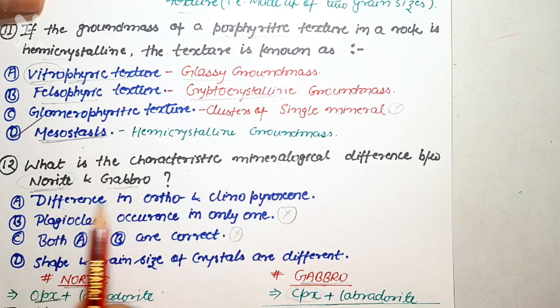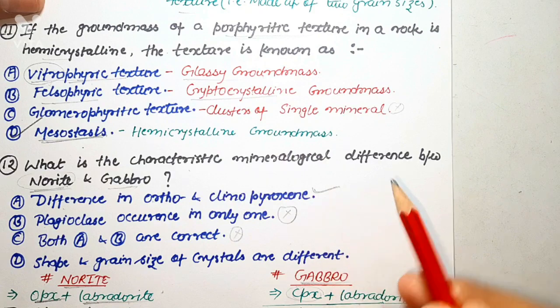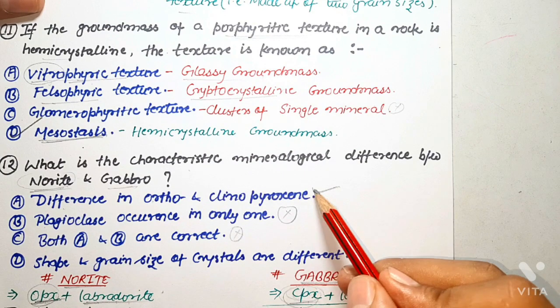Now, difference in ortho and clinopyroxene. This is the correct answer, because as we see, norite contains orthopyroxene plus labradorite, while gabbro contains clinopyroxene plus labradorite. So the main, or characteristic, mineralogical difference between norite and gabbro is that one contains OPX and another contains CPX. So the correct answer will be A.